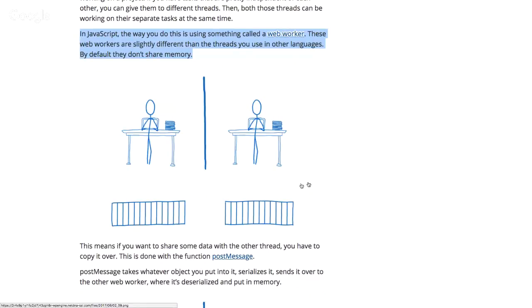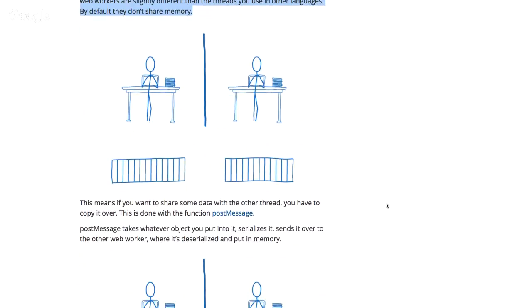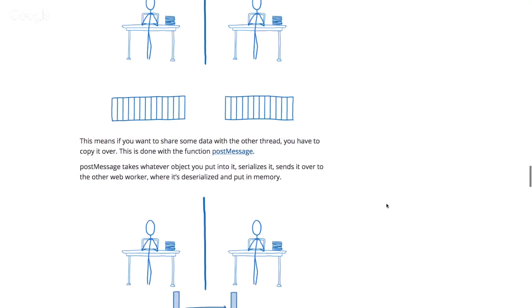They're showing a representation of web workers. Basically, there is one web worker here that uses its own memory, and there is another one that's using its own memory. This means if you want to share some data with the other thread, you have to copy it over. This is done with the function postMessage. PostMessage takes whatever object you put into it, serializes it, sends it over to the other web worker, where it's deserialized and put in memory.